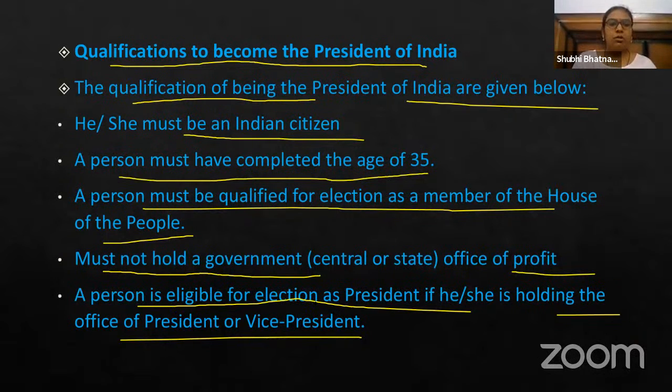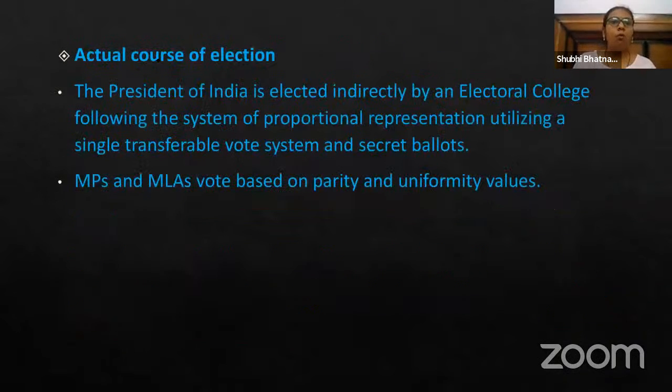अगर कोई प्रेसिडेंट इलेक्शन में खड़े होना चाहते हैं तो वो अगर उस टाइम पे प्रेसिडेंट या वाइस प्रेसिडेंट का ऑफिस होल्ड कर रहे हैं तो that person is actually eligible for the election. Okay, ऐसी कोई प्रॉब्लम नहीं है कि अगर उस टाइम पे the person is vice president or president तब वो नहीं हो सकता. It's not the case. They are actually eligible.